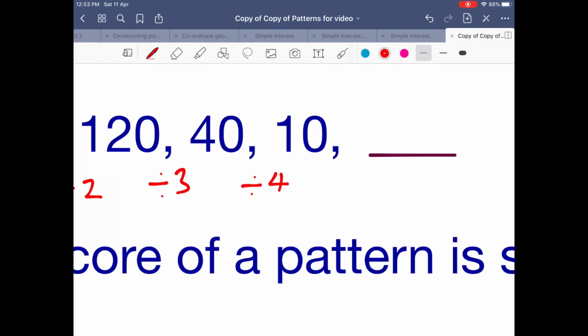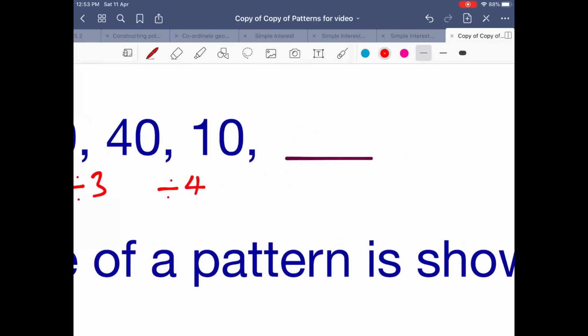We are increasing the divisor by 1. So first it was divide by 2, then divide by 3, then divide by 4. Next, we will divide by 5. So 10 divided by 5 is 2.